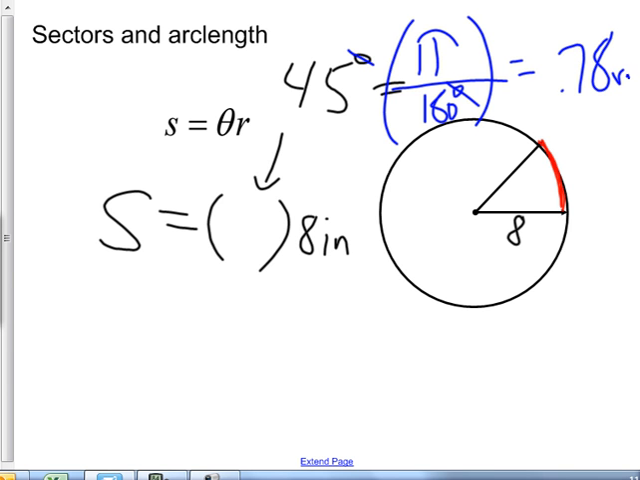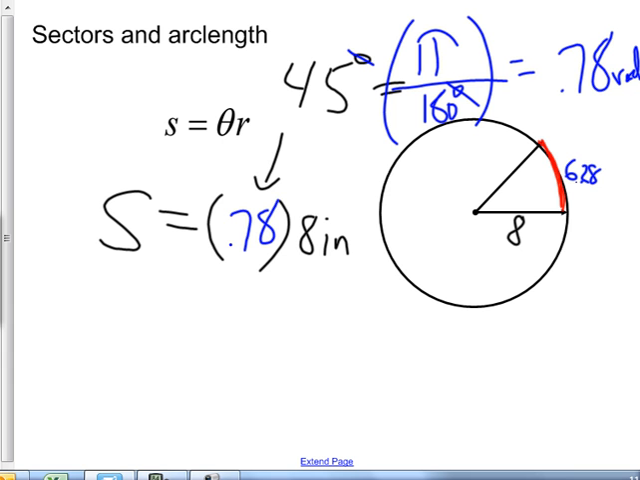0.78. And I'm going to put radians, even though it's not really a unit, but it'll remind me what it is. This is a radian calculation. All right, so I figured out it's 0.78. I times that by 8. It should be about 60-something. No, what is it? 6.28. Thank you.